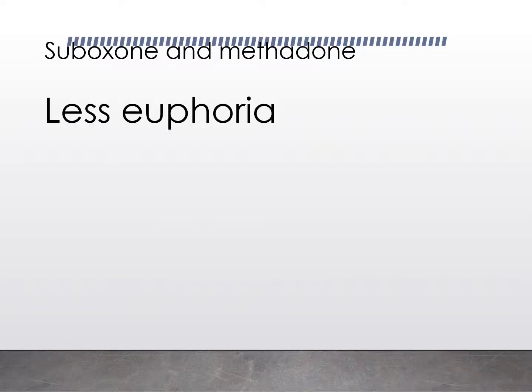Suboxone and methadone are used for maintenance. They have less euphoria. They seem to keep people more functional. They fill those opioid receptors so the patient doesn't go through withdrawal. It's a challenge to know exactly the appropriate role for these. Most folks that do addiction medicine really feel like medication-assisted treatment, which includes these medications, is far more successful than cold turkey or trying to get people off too quickly.